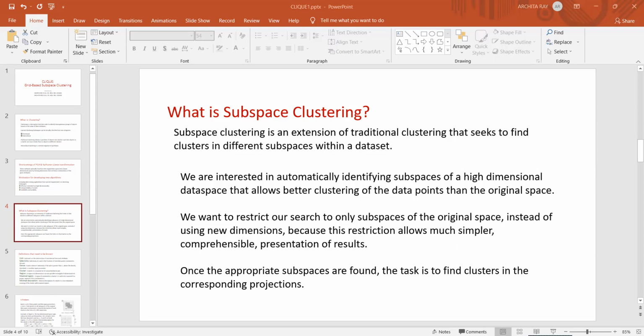Here for clustering, we use a density-based approach. A cluster is a region that has a higher density of points than its surrounding region. The problem is to automatically identify projections of the input data into a subset of attributes with the property that these projections include regions of high density.